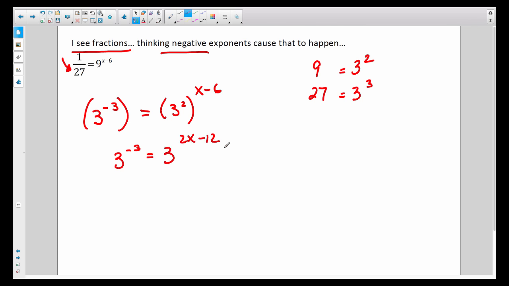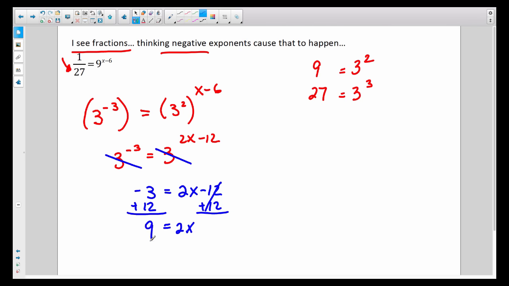That's what you get. Cross out the bases because they're now identical. And we have this fairly simple equation to solve. I'm going to add 12. Okay, 2x is equal to 9. Divide by 2. X equals 9 halves. And there you go.